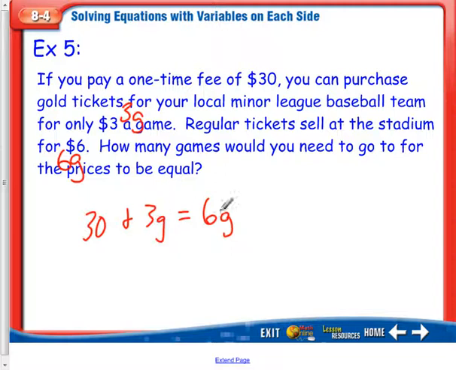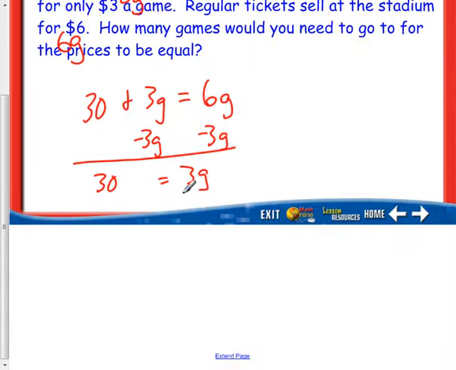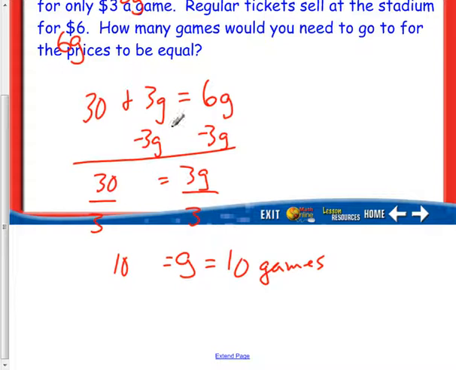So again, which variable expression is greater? Well, the 6G is greater, so let's get rid of the 3G by subtracting 3G on both sides. So I get 30 is equal to 3G, and now we can divide by the coefficient on both sides. So G equals 10, and what that stands for is 10 games. You would have to go to 10 baseball games in order for this deal to be equal to just a single game price.